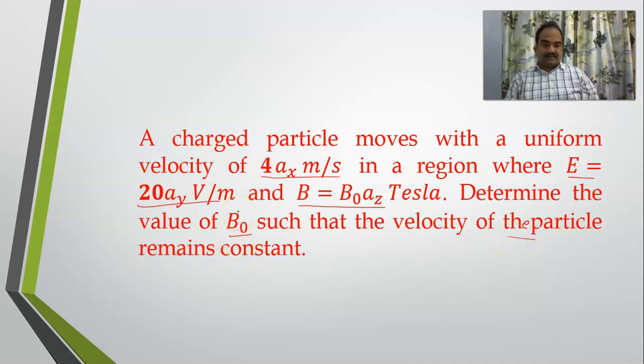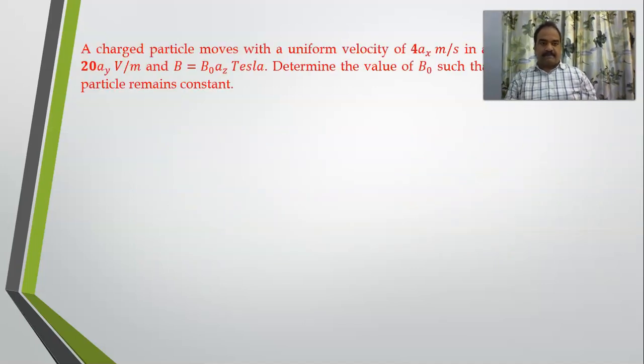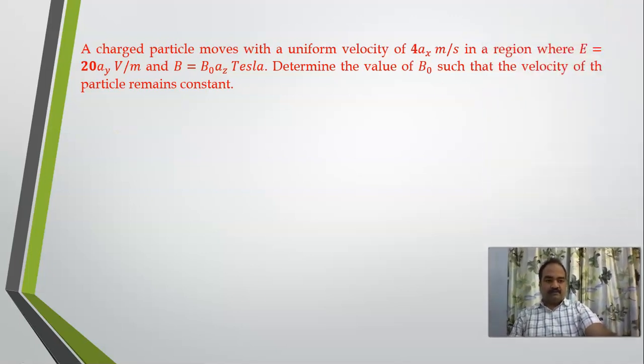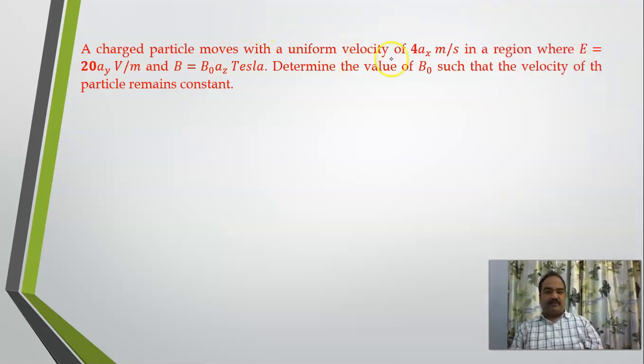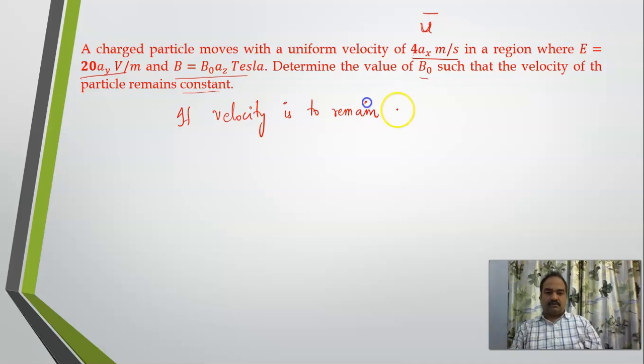So if this is the case, now if you carefully see what they have mentioned, there is a charged particle, it is moving with uniform velocity. This is U, or what we call it as V, and E has been given and B has been given. Determine the value such that the velocity of the particle remains constant. This is what he wants, right?